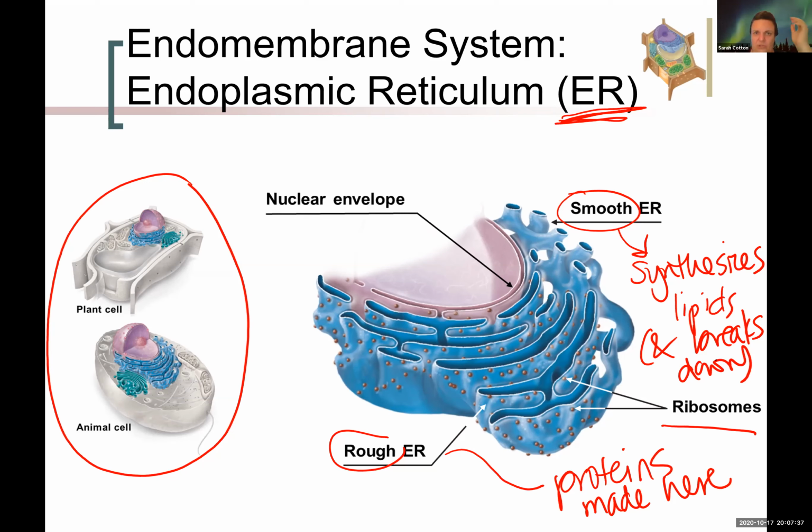You know what lipids are, you remember. And if you don't, go back to chapter 2. Read that again. Okay? So that's the ER, endoplasmic reticulum. There's two types. It is one of the components of the endomembrane system.